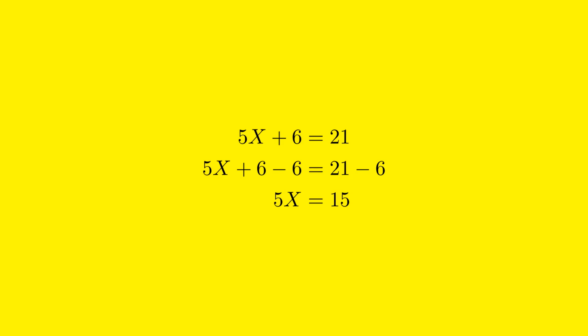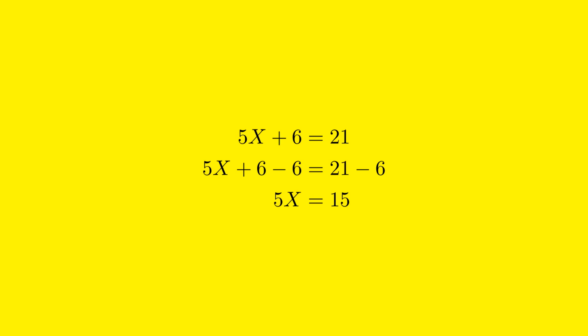To solve for the variable x in the equation 5x plus 6 equals 21, we need to isolate the variable x on one side of the equation. Here is step 1. Start with the equation 5x plus 6 equals 21. Our goal is to get x by itself on one side of the equation. Since there is a 6 added to the term 5x, we need to remove this 6. To do this, we subtract 6 from both sides of the equation.